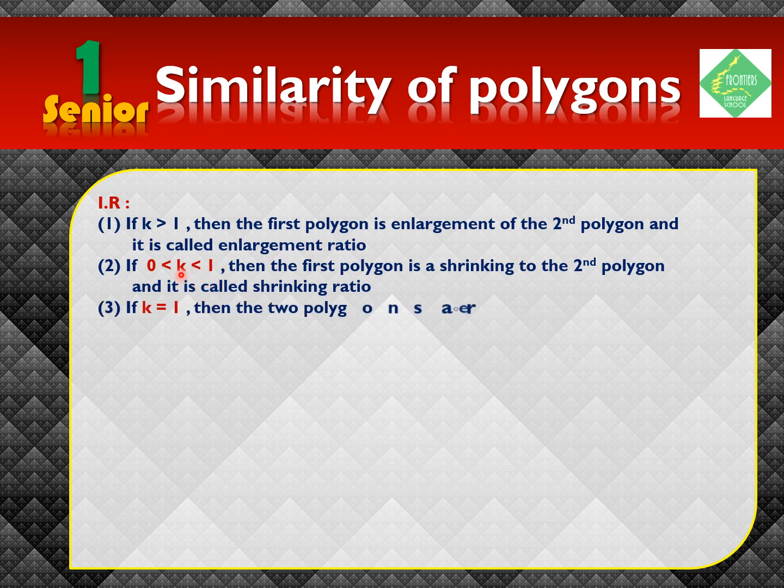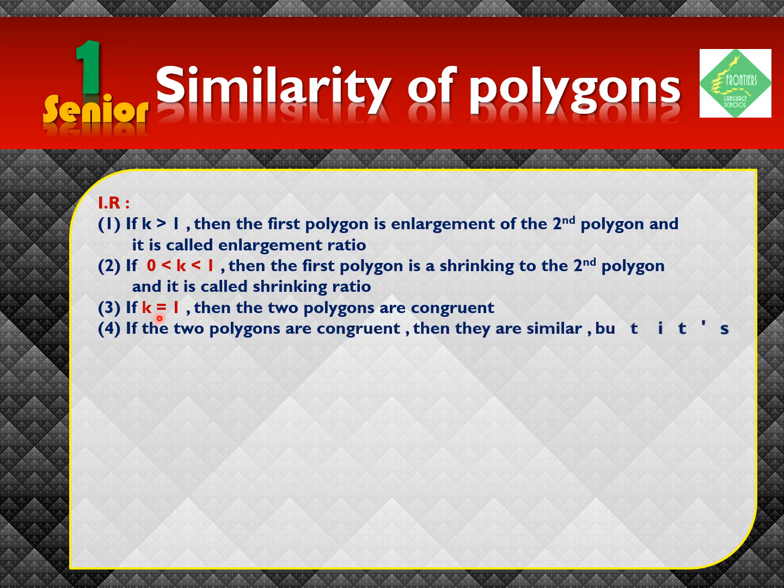And if k is included between 0 and 1 so the first polygon is shrinking to the second polygon, we can say it shrinking. What about the scale factor equal 1 definite? This means that the two polygons are congruent, same number of sides, same angles and same sides, and all are equal. If two polygons are congruent then they are similar.